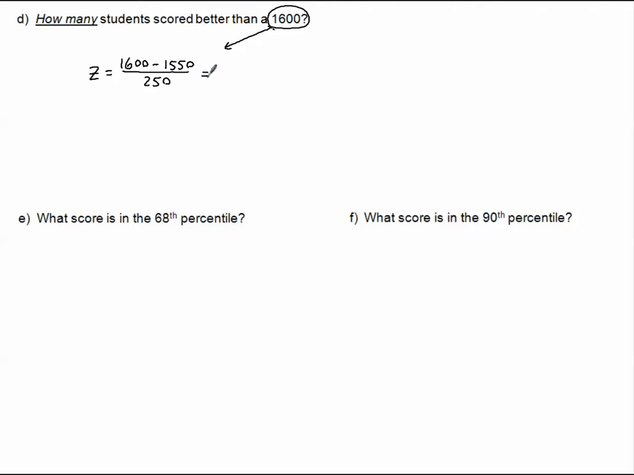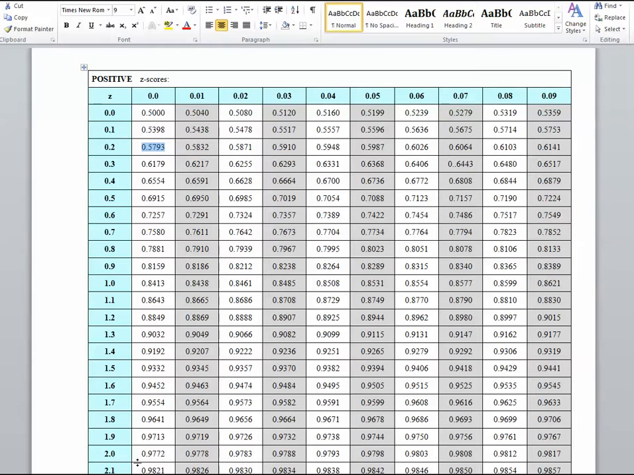This gives me a z-score of 0.2. Do that in the calculator, you get 0.2. You could do 0.20 if you wish. And now we need to figure out what percentile gives that z-score. So let's go to our table. And 0.20, here we go. Here's 0.2, and then across the top I see the 0, so 0.20 gives me 0.5793.